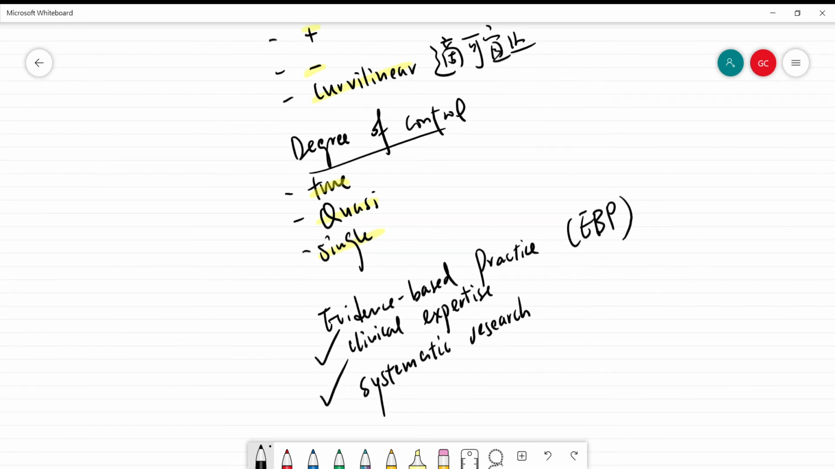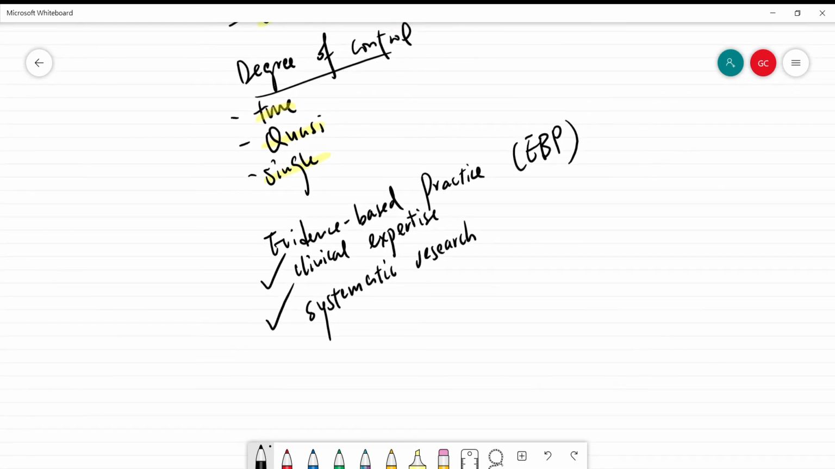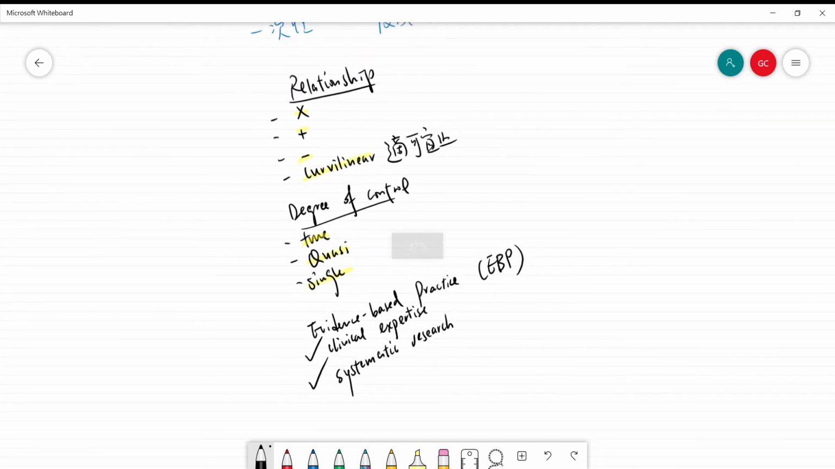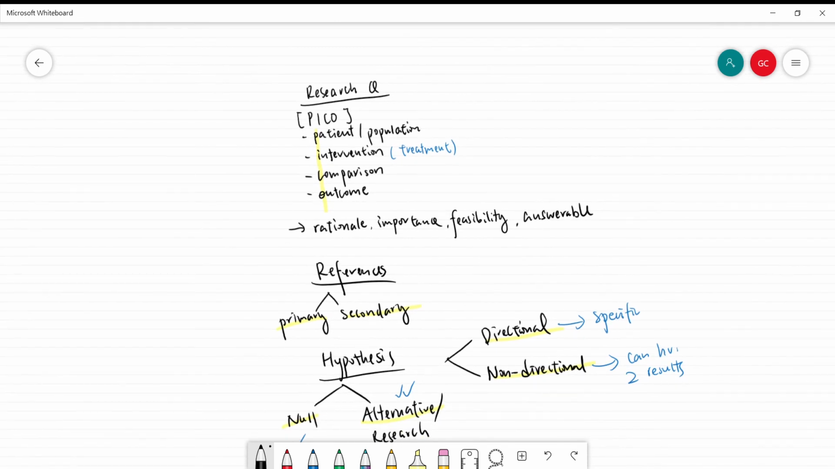So next we're going to talk about the degree of control. There are typical types of degree of control, including true, quasi, and also the single one. And lastly, the evidence-based practice, which in short form is EBP, includes clinical expertise and also systematic research. So this is the end of the first lecture about the parameters or also the requirements of a research question or simply a research.